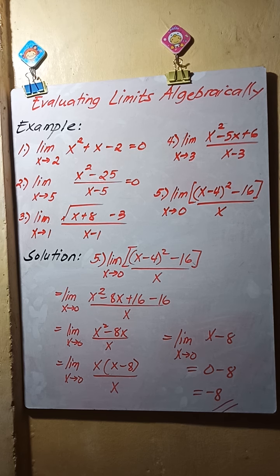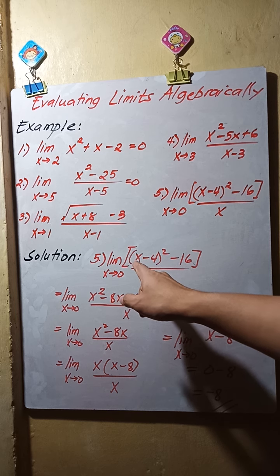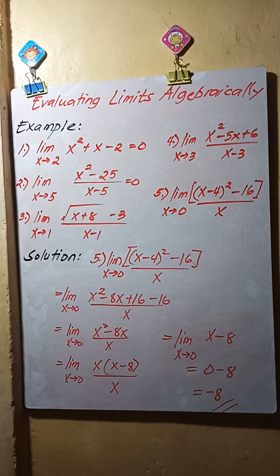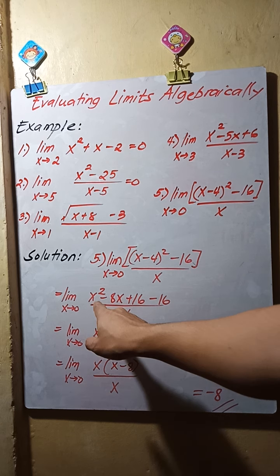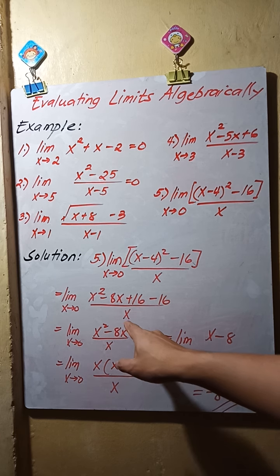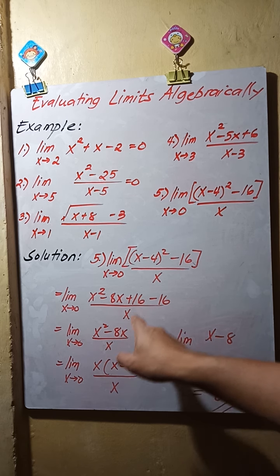For our last problem, the limit of the quantity x minus 4 squared minus 16, all over x, as x approaches 0. Again, we cannot have a denominator of 0. If we plug in x, it is not allowed because it immediately becomes an indeterminate form. So, take note, we have x minus 4 squared. We will expand x minus 4 squared. When we expand it, the result is x squared minus 8x plus 16 minus 16, all over x, which is our denominator.